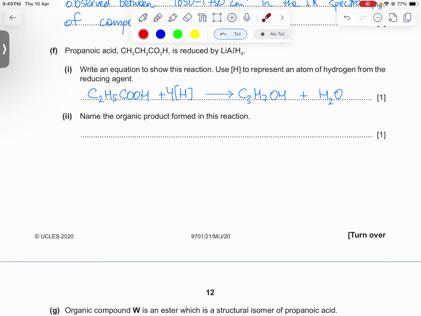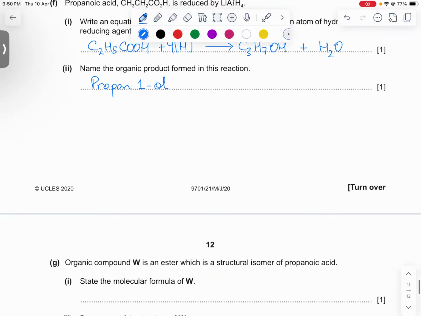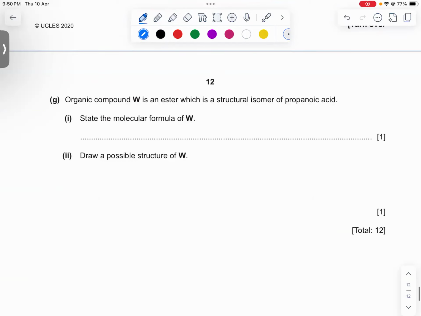Next question. Name the organic product formed by this reaction. Beta, this is propan-1-ol. It's a primary alcohol, because carboxylic acid reduces to primary alcohol.